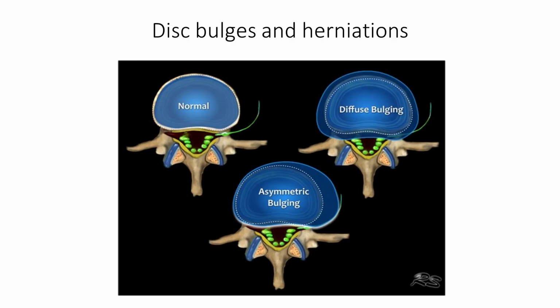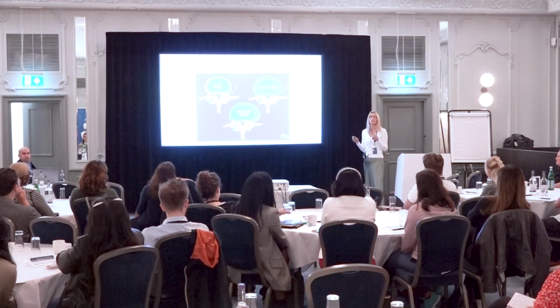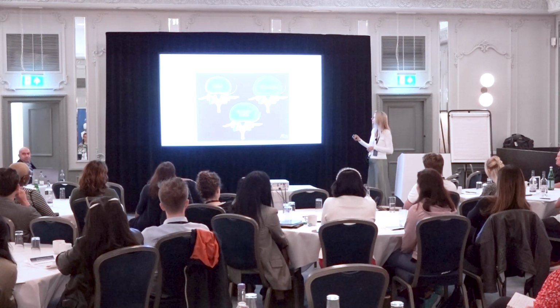When we look at discs, you have the so-called normal disc. Again, that's not necessarily normal, because we all have bulges and things that I would consider to be part of normality. But when a disc does bulge, it bulges out in a broad spectrum. It's usually very diffuse, but it can be asymmetric. And I regard disc bulges pretty much as normality.